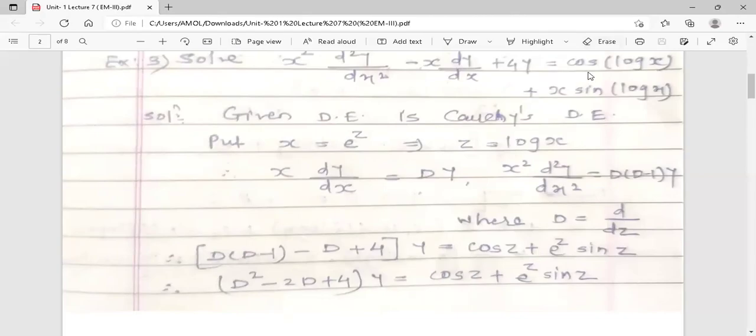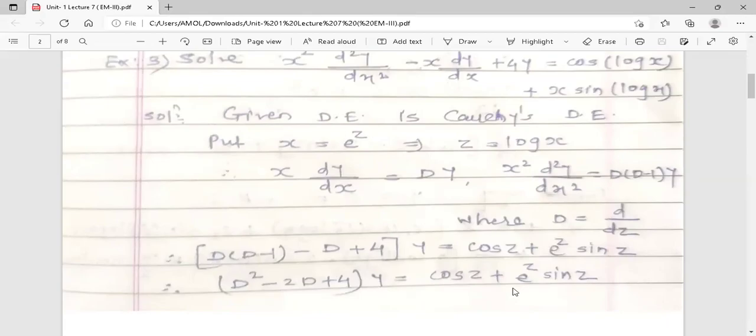Log of x is z. So in the RHS the term is cos of z, plus x is equal to e raised to z, so replace that x by e raised to z here. Sine of log of x: log of x is equal to z, so replace that log of x by z. So in the RHS the term is cos z plus e raised to z into sine z. And now simplify the bracket term, D into D minus 1 minus D plus 4, as D square minus D minus D plus 4, which means D square minus 2D plus 4, into y is equal to cos z plus e raised to z into sine z.